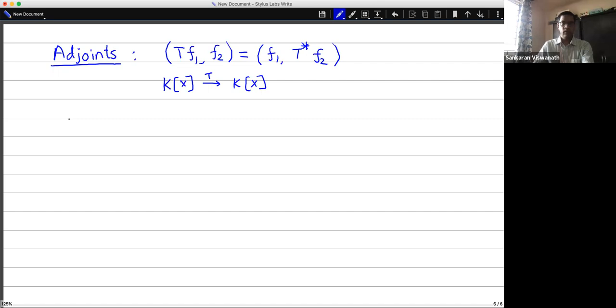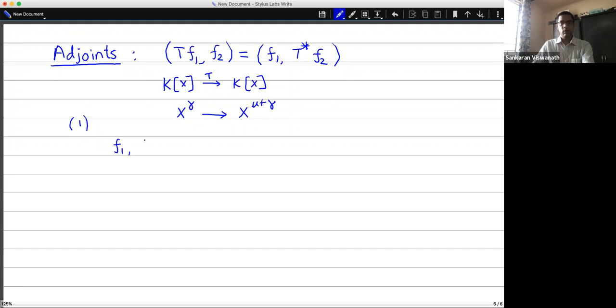So what are the operators we care about? There's one obvious operator which has an adjoint. Let's look at the first one: the multiplication operator by x to the mu. Let's take the operator which takes each x to the gamma and maps it to x to the mu plus gamma. This is a multiplication operator, x to the mu. Now, this operator has an adjoint. Why? And what is the adjoint?